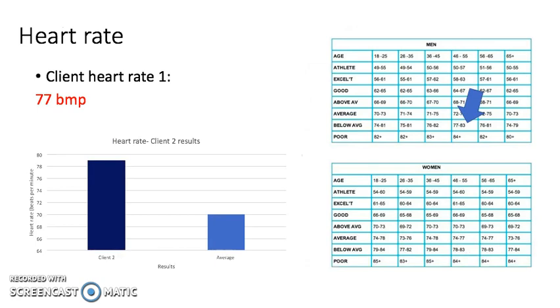So, heart rate. An average adult's heart rate is between 60 and 100 beats per minute, the optimal being 60 to 80. My client's heart rate is 77. On this graph, I've added an arrow. 77 is below average, but it's borderline.